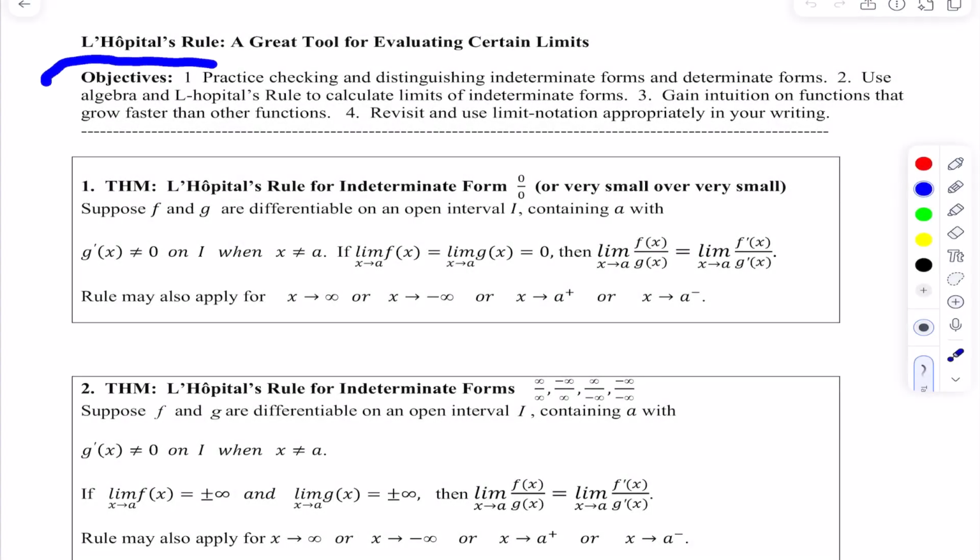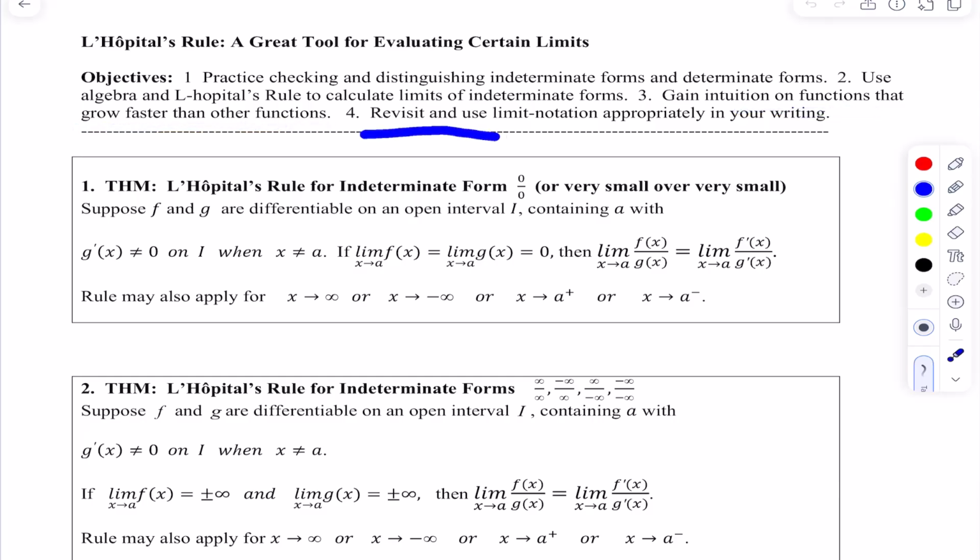We'll take a close look at L'Hopital's rule, which is a great tool for evaluating certain limits. It's usually used for distinguishing indeterminate forms, and of course, if you can distinguish indeterminate forms, you're going to need to be able to distinguish determinate forms as well. We're going to use algebra and L'Hopital's rule to calculate limits of specific indeterminate forms.